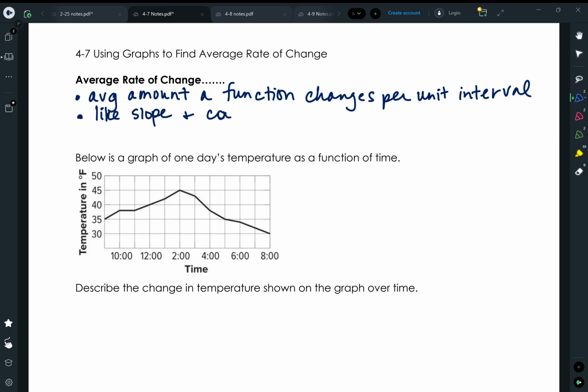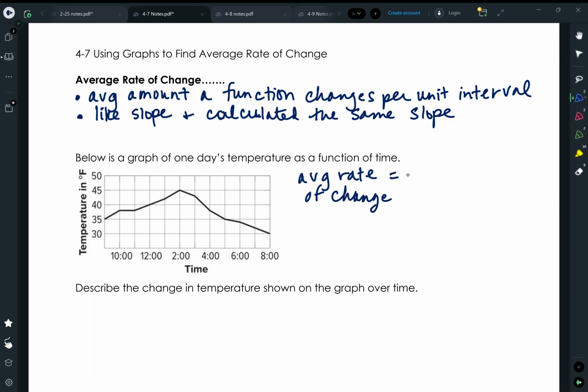And calculated the same way. So if you think about slope, we talked about y2 minus y1 divided by x2 minus x1. So when we subtract those y's, what we were finding was our change in y's, and then in the denominator we would have our change in x's. So instead of x and y, we're thinking about input and output. So I'm going to call this average rate of change.